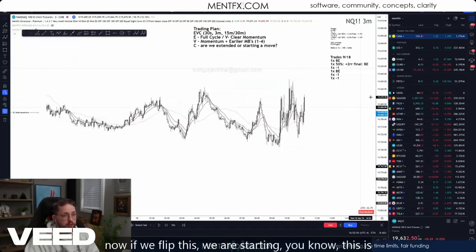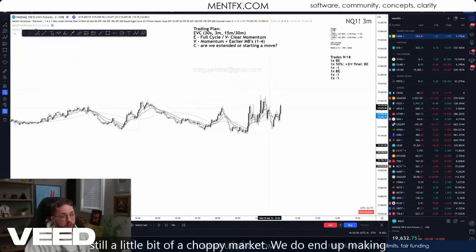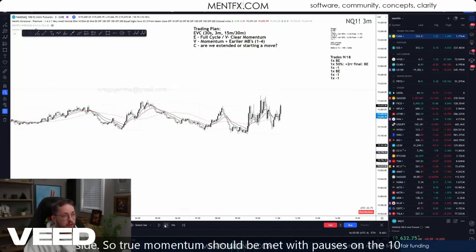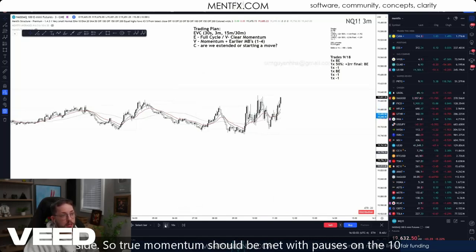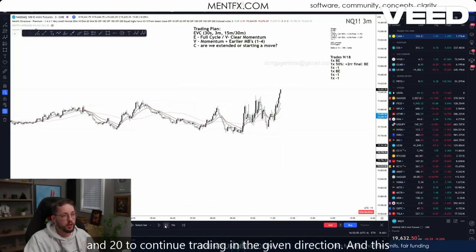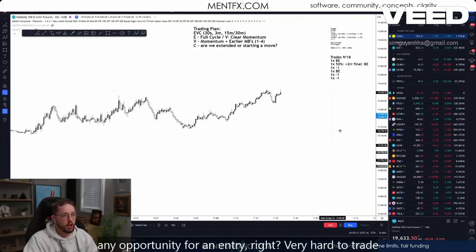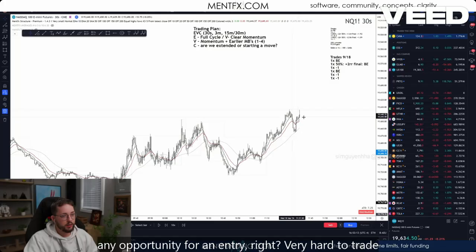Okay, so now if we flip this, this is still a little bit of a choppy market. We do end up making this push, and now we're starting true momentum to the top side. So true momentum should be met with pauses on the 10 and 20 to continue trading in the given direction. And this does pause, but it does not look like it's going to provide any opportunity for an entry, right? Very hard to trade this.